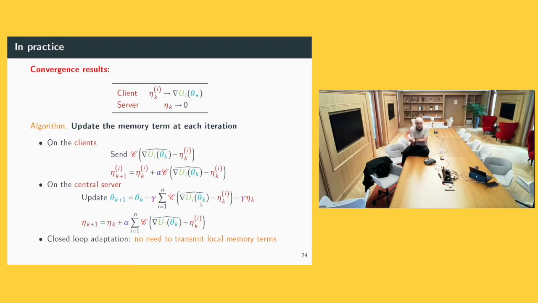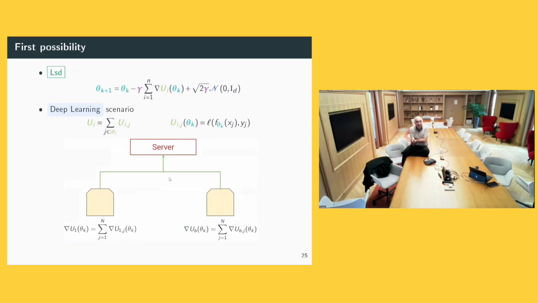And if you sum this update over i, you will see that at the central server you don't know eta k+1,i, but you know the sum of eta k+1,i, and this is exactly what you have there. So which means that, simply using this, there is no need to transmit the local memory term. So this gives you the first technique. And then you can have also other variance reduction.